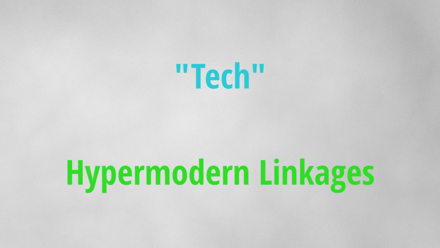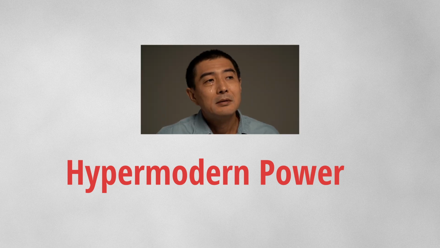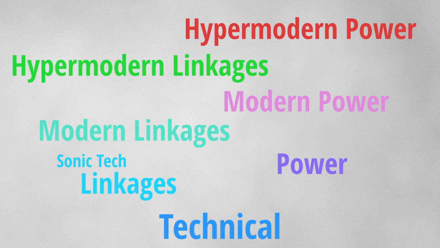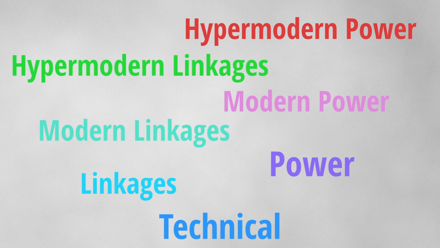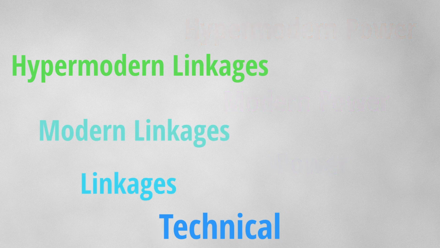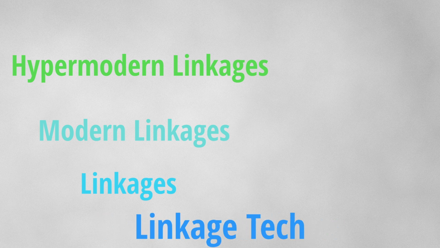Today, being a tech spinner is often correlated with reaching the goal of being hypermodern linkages. Of course, theoretically, hypermodern could be applied to power as well, but as of now, that doesn't exist yet. There are some instances of modern power, though even that's somewhat rare today. And those were the main routes a technical spinner could go down. You may have heard of other subcategories such as sonic tech, which is a specific subcategory in technical linkages. But now you know that power is a subcategory of technical spinning, and if you go down this route, you're technically a technical linkage spinner, or linkage tech for short.